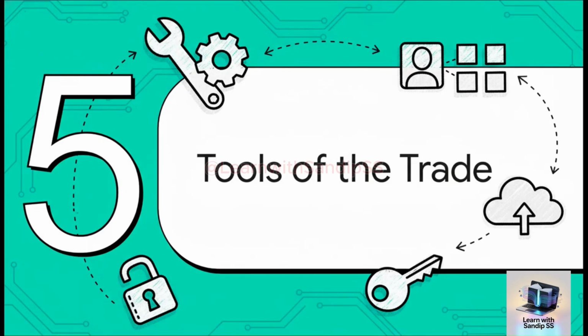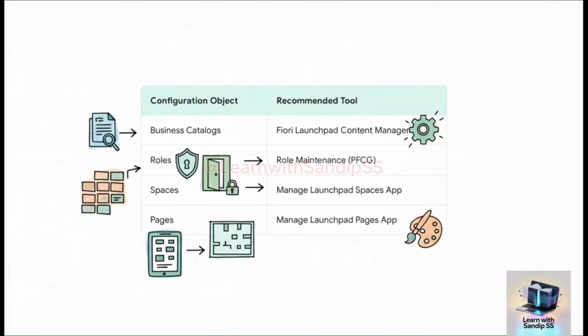Okay, let's move into our final section. Now that we have the concepts down cold, let's look at the actual practical tools you'll be using as an admin to make all of this happen. Here are the modern recommended tools for each object. For your business catalogs, you're going to be in the Fiori Launchpad Content Manager. For roles, it's still our trusty friend, the PFCG transaction. And for the visual layout, the spaces and pages, you'll be using two dedicated Fiori apps called, you guessed it, Manage Launchpad Spaces and Manage Launchpad Pages.